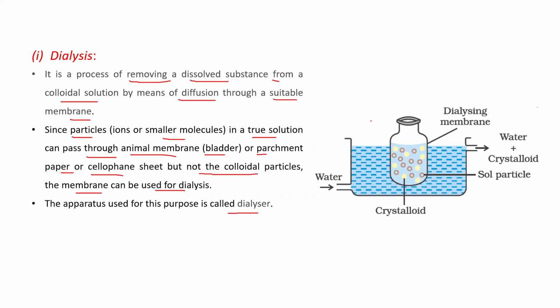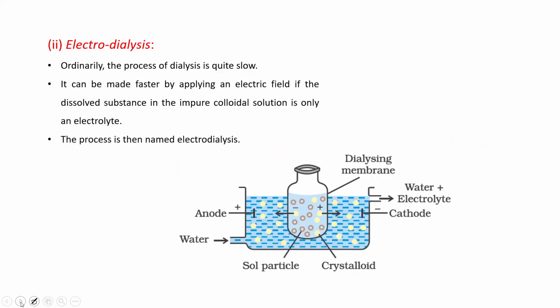You can see in this diagram. In this case we are taking the impure colloidal solution in this, and these particles represent the crystalloid, that is the crystalline substance which we have to remove. And these represent the sol particles. If we pass water continuously from one side, then the crystalloid will pass out of this colloidal solution along with the water. Now, electrodialysis.